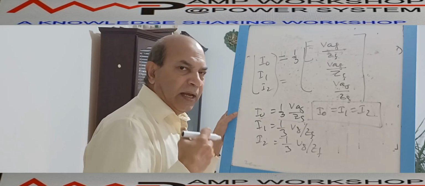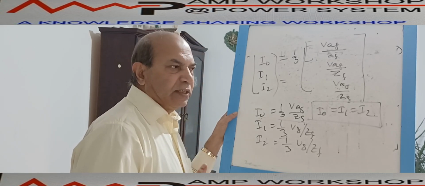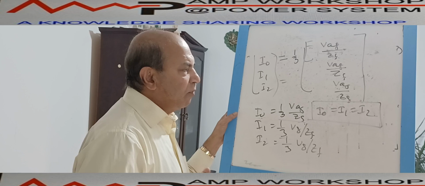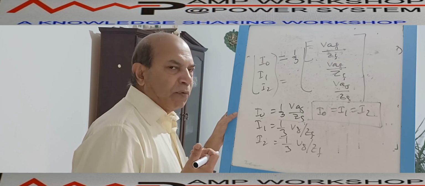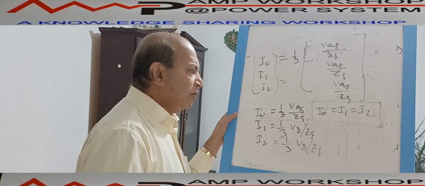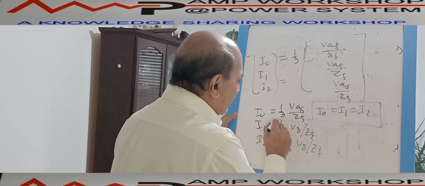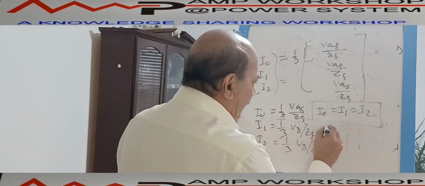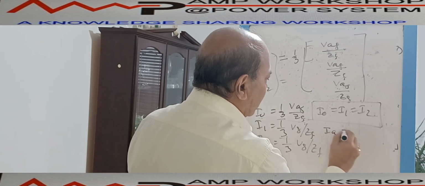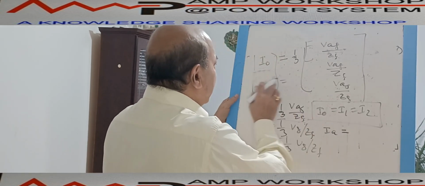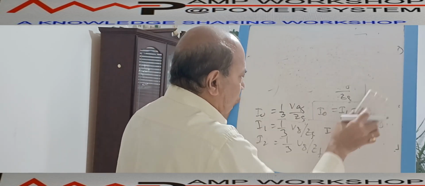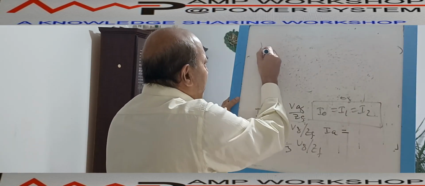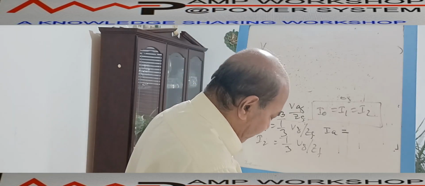That means for a single line to ground fault in a 3-phase balanced system, when it is subjected to a single phase to ground fault, zero sequence current equals positive sequence current equals negative sequence current, that equals 1/3 of VAG by ZF. Now we have seen IA, IA equals, we can write down IA equals how much we have seen. So this is one of the relations we got.